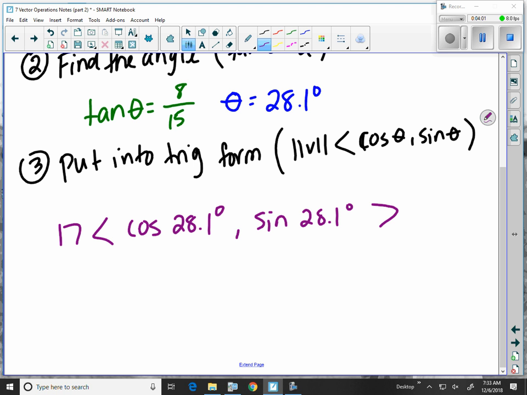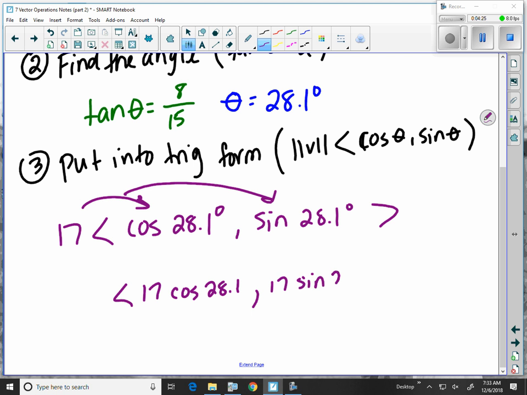Okay, now we talked about when we have an angle that's not on the unit circle, we're just going to have decimals. That's fine. So if we look at 28.1, that's obviously not on our unit circle. Okay, we're going to go ahead and distribute our 17. So we're going to distribute it into both the middle here. And from there, you can put those in your calculator. Again, make sure you're in degree mode before you proceed.